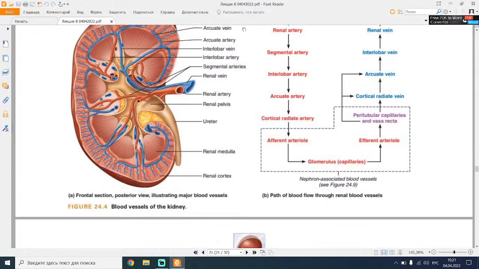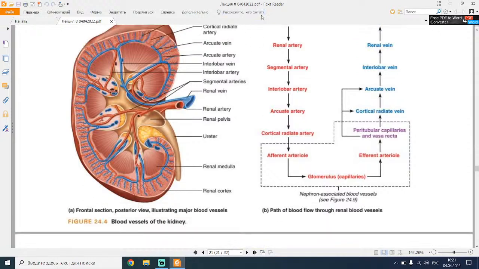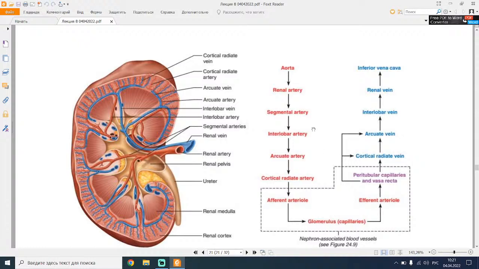You see blood vessels of the kidney. In the nephron, associated blood vessels are where the urine forms.